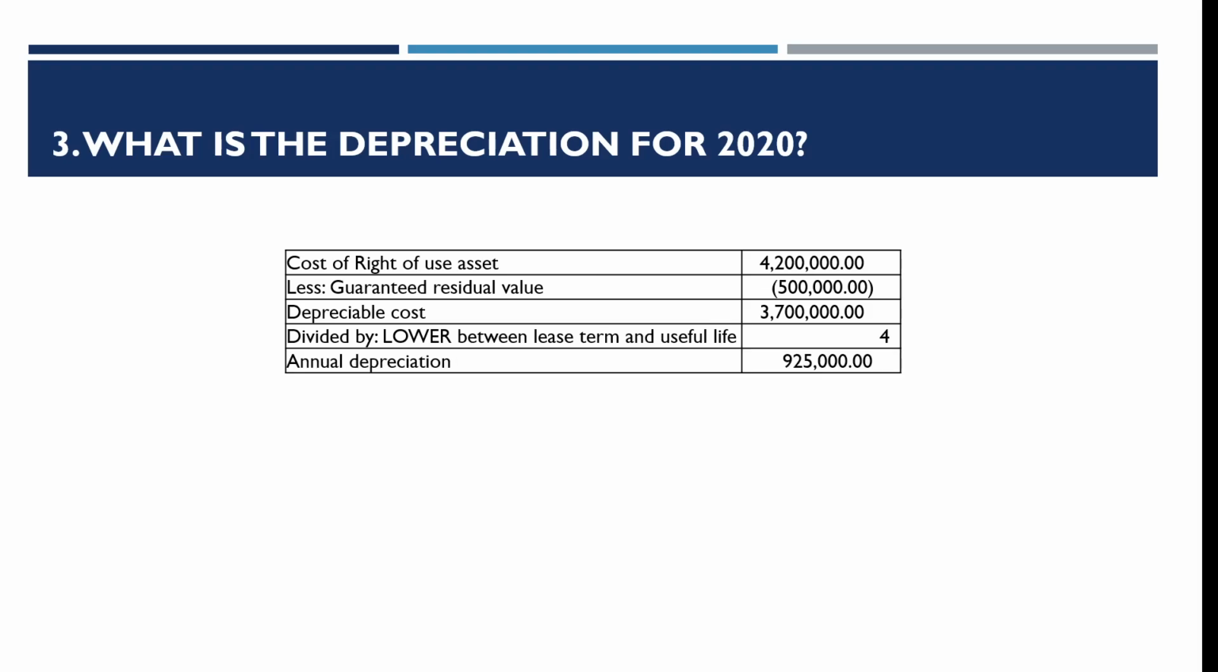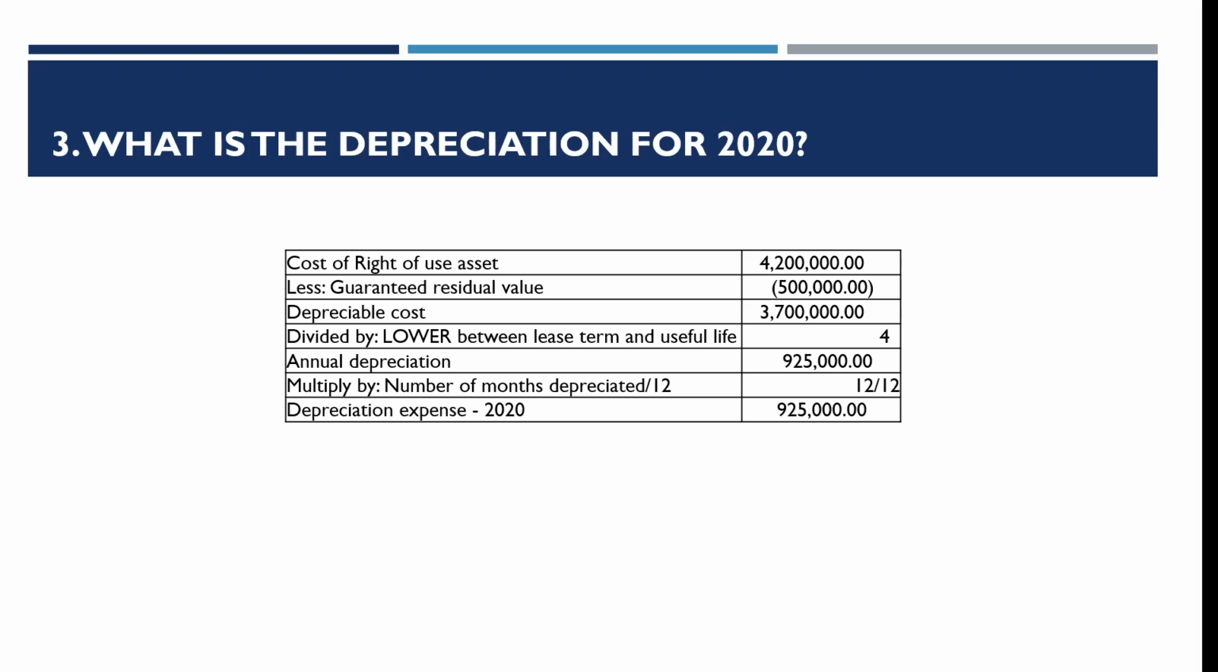So, how much is the annual depreciation? 925,000. Ops, hindi pa yan ang final answer. Dapat may imumultiply pa tayong tinatawag na time factor fraction. Okay? That is, number of months depreciated over 12. Kailan ba tayo pumasok sa lease? January 1. So, walang problema. Number of months depreciated? 12 over 12. Therefore, how much is our depreciation expense for 2020? 925,000. That's for your item number 3.